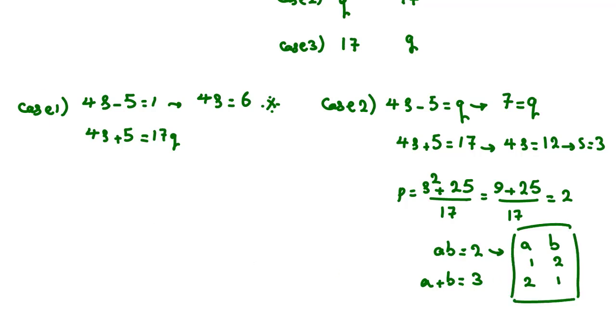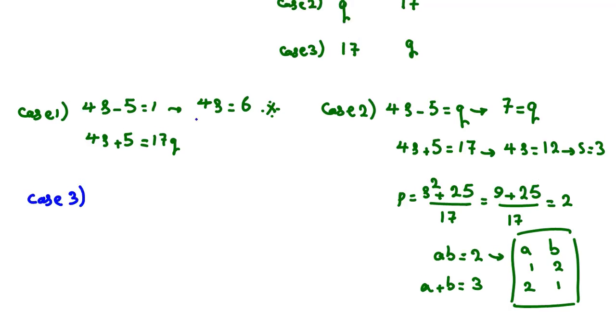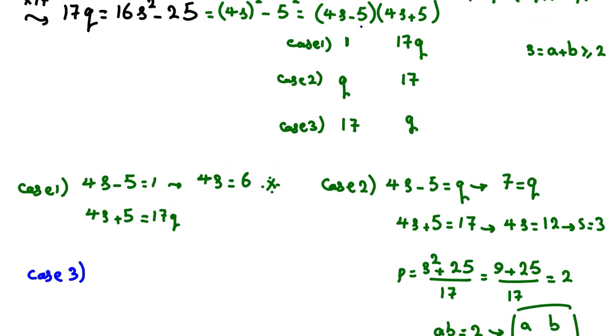Let's consider the last case, case number 3. Here, 4s minus 5 is 17, and 4s plus 5 equals q. Again, if you add 5 to both sides, 4s equals 22. 22 is not a multiple of 4. Okay, so we don't have any answer here.